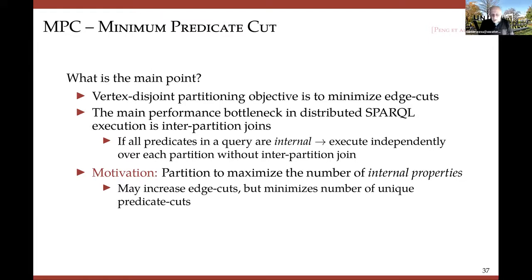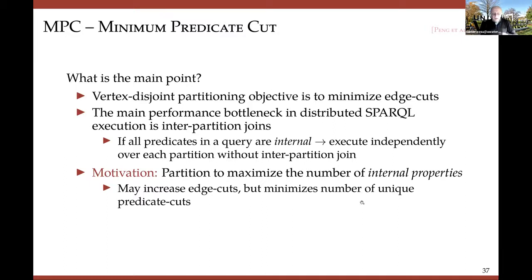We've been working on this, and ours is a little bit different. This is not published yet. It's under submission. The main point of our work was the recognition that all of the previous work tried to minimize the edge cuts, but the edge cuts are not what really causes the interpartition joins. You can increase your edge cuts, but if all of the edges that you cut involve a single predicate, like born on, or resident of, or something, then really the class of queries that you can execute independently increases quite a bit. So the idea here is that instead of minimizing edge cuts, we want to minimize the predicate cuts, even at the cost of increasing edge cuts.